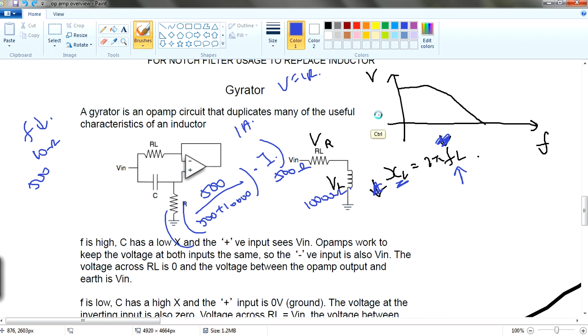So let's go back to my high frequency now. In my high frequency, I have a 10,000 ohm reactance over here. So if you were to compare the ratio, 500 divided by 10,000, you'll get a very small number like 0.0 something, right? This means that your voltage across your RL in this case will be much lower, 0.00 something.